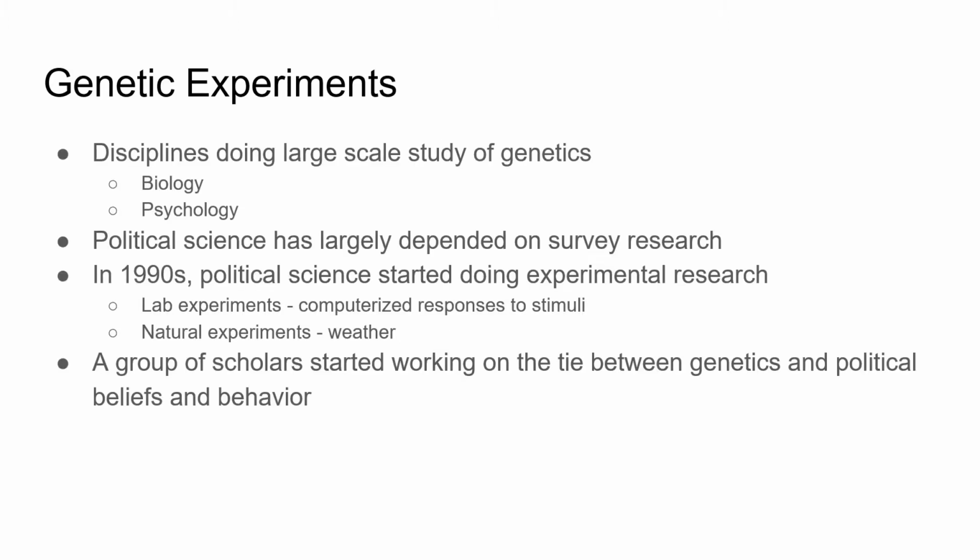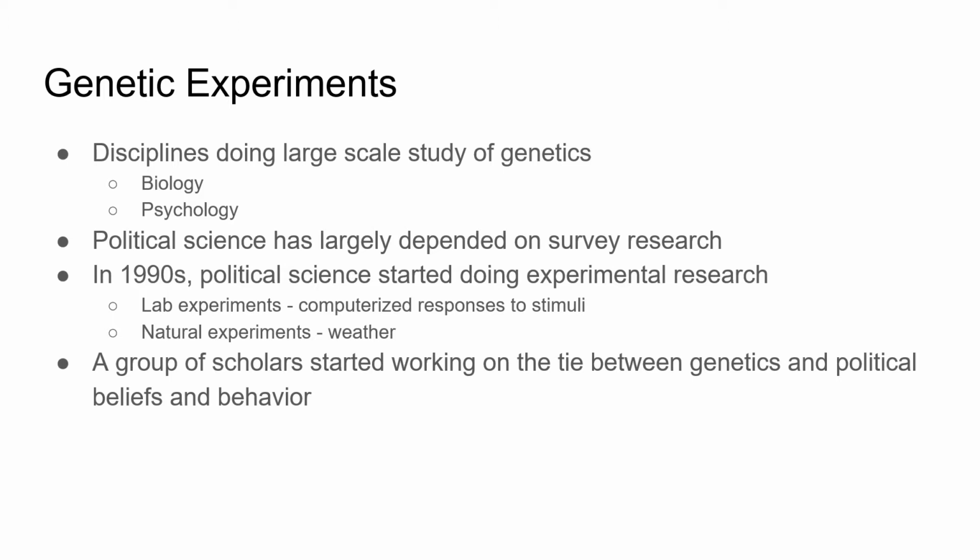So one of the big ways that we study political biology is through genetic analysis. Both biology and psychology are disciplines that do large studies of genetics, and there's just a ton of genetic information from these two disciplines. In political science, on the other hand, we have largely depended on various types of survey research, which has kind of been our bread and butter.